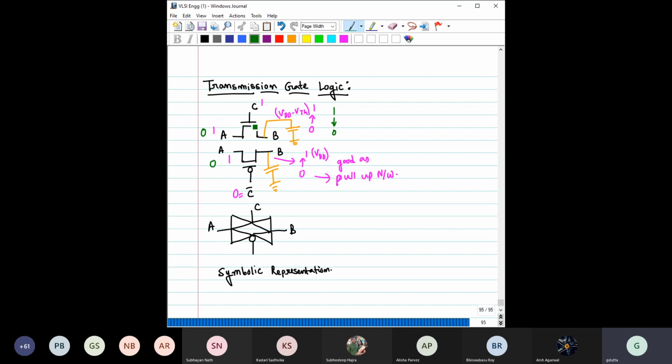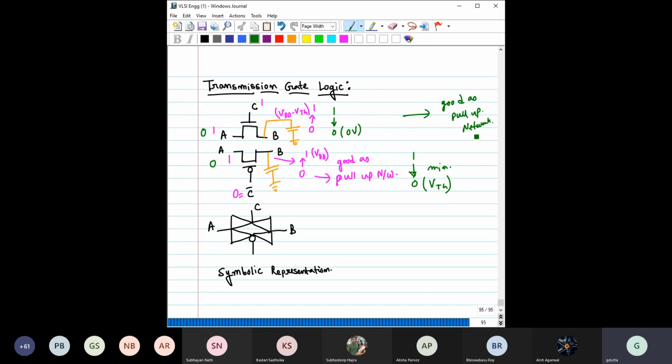But then it has to discharge, right? While discharging it can reach completely 0 volt. Whereas if you want to do the same thing here, discharge this capacitor from 1 to 0, then it cannot go to 0 voltage, but the minimum voltage would be the threshold. We have already discussed it a couple of times, right? Then obviously we can say this part is good as a pull up network, right?